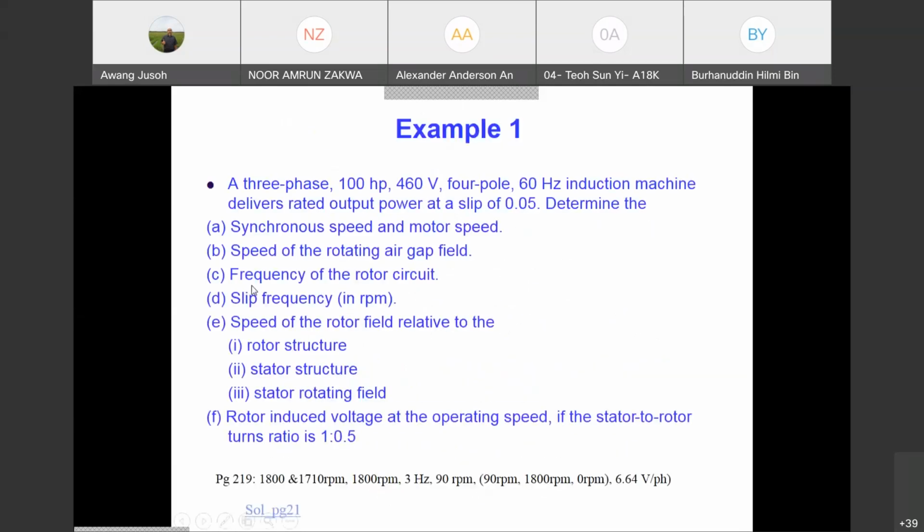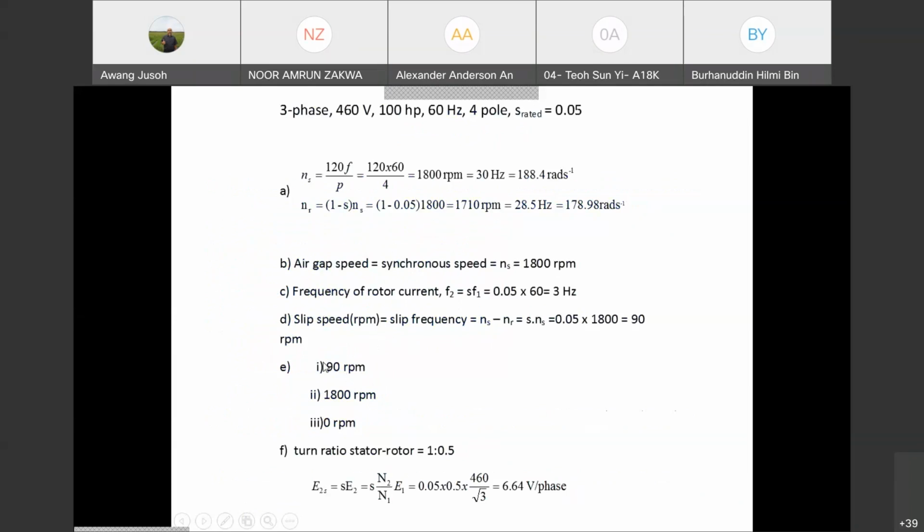Okay, these three, A, B, C, D, are very important definitions for the induction motor. Number E is the speed of the rotor relative to the rotor structure, stator structure, and also the stator rotating field. What is the speed relative to this? Then you have to answer this one. The speed of the rotor field relative to the rotor structure is 90 RPM. It's the slip speed, we call it. And this one, that one you can see on your own.